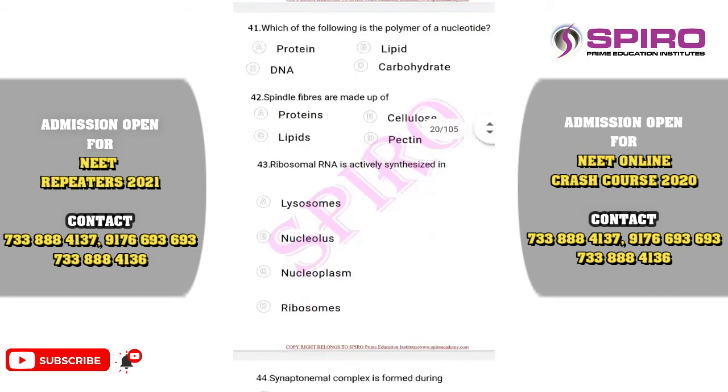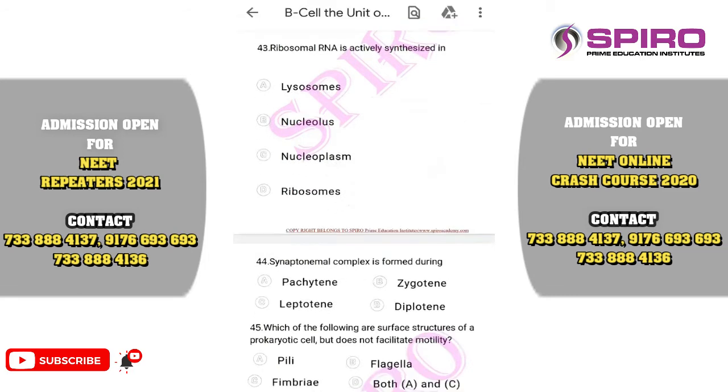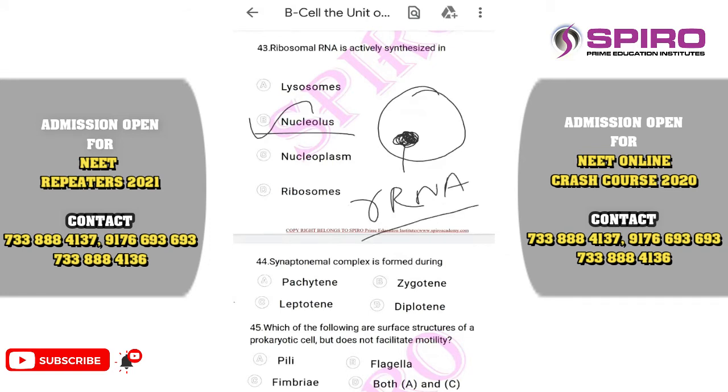Question number 43: the ribosomal RNA is actively synthesized in. So rRNA is synthesized in where? It is the most direct, easiest question. The rRNA is synthesized in the nucleolus part. This is the nucleus, and you are going to have a dense nucleolus present over here. So the nucleolus is going to be involved in the synthesis of this rRNA. So the correct option is the nucleolus, dear students.